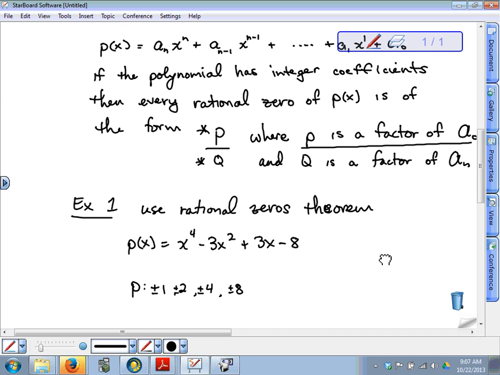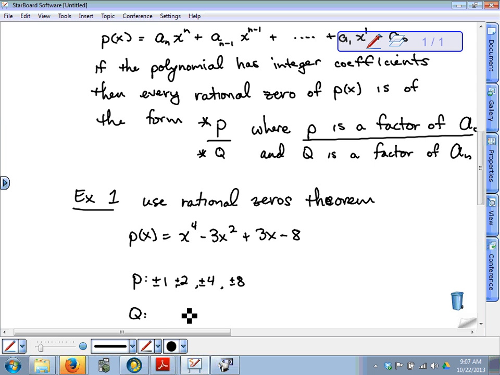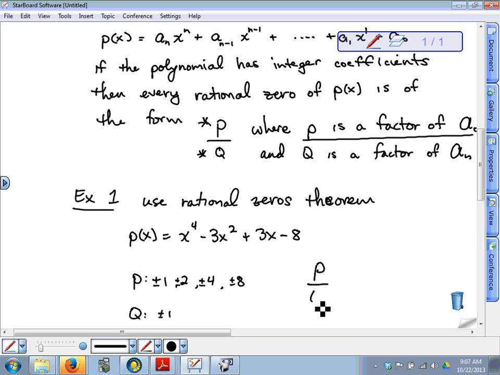Now take a look at your leading term. The coefficient of the leading term, rather. What is the coefficient of the leading term? 1. That's pretty nice, because 1 only has 1 as its factor, or -1. So what we then do is form a list, p divided by q. This is what we end with, p divided by q. What we have to do is take each number of p and divide it separately by all the factors of q. Now luckily there's only one factor of q, so let's start one at a time.